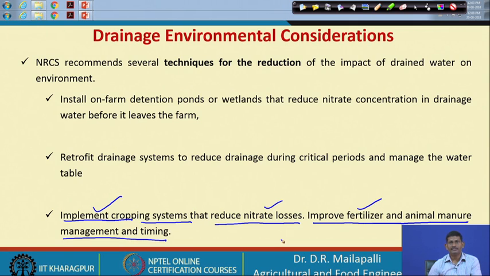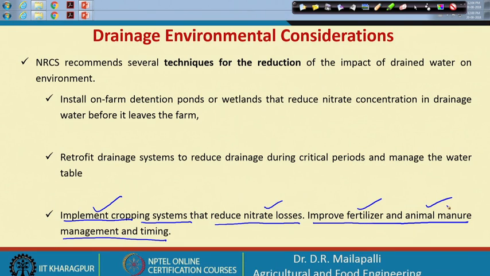Suppose in winter you apply a lot of fertilizer before the frost event or freezing conditions. What happens during summer? All the manure which is spread on the ground will be transported to the nearest water bodies, right, because of the snow melt. So, the annual manure management is also very important in case of drainage.